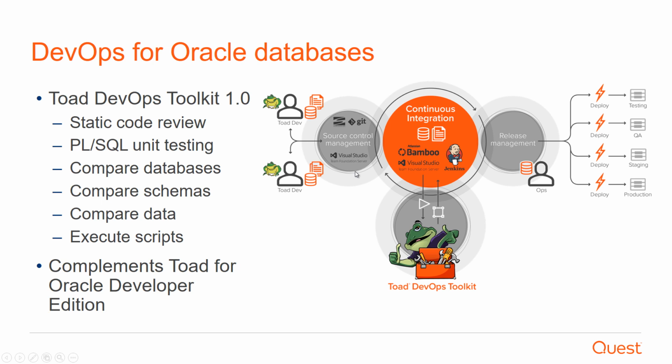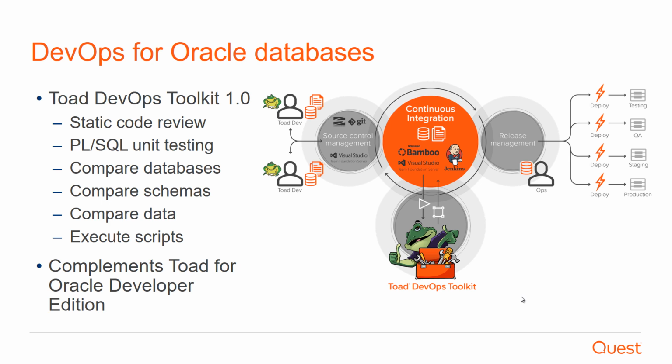Once those objects have been checked into source control, then you're ready to do a build. Your build automation server may be Jenkins, it may be Bamboo, it may be Visual Studio, doesn't really matter. And then what you're able to do during that build process is call out to Toad DevOps Toolkit that you want to run a bunch of unit tests or perform a code review or compare the schema objects on the source versus the target database that you want to deploy to. So you can do any of those things or all of those things.